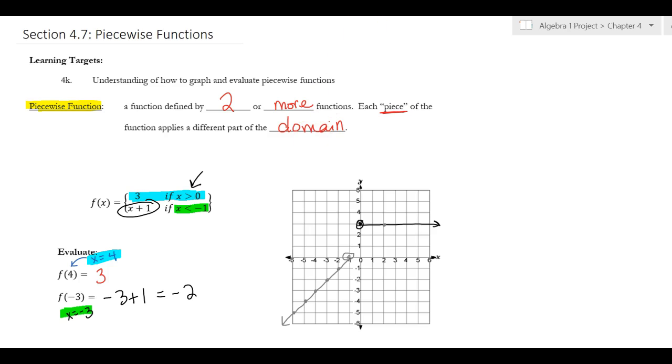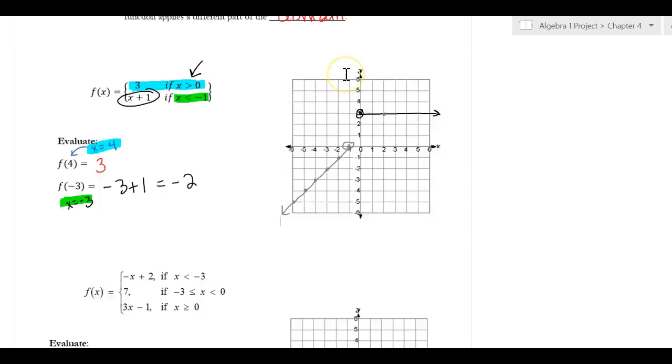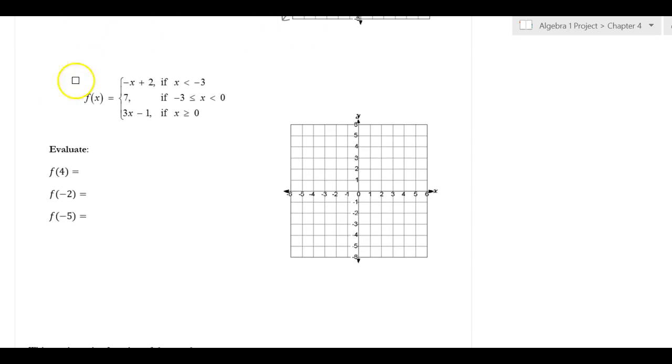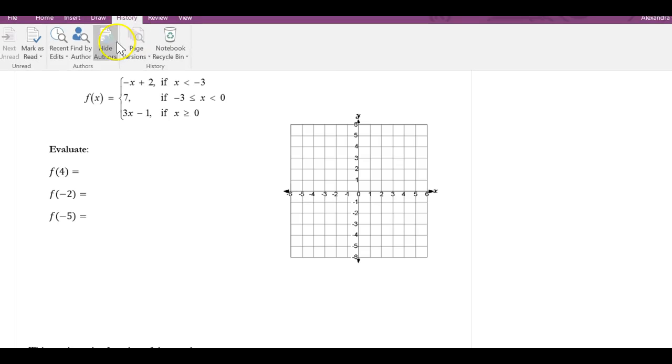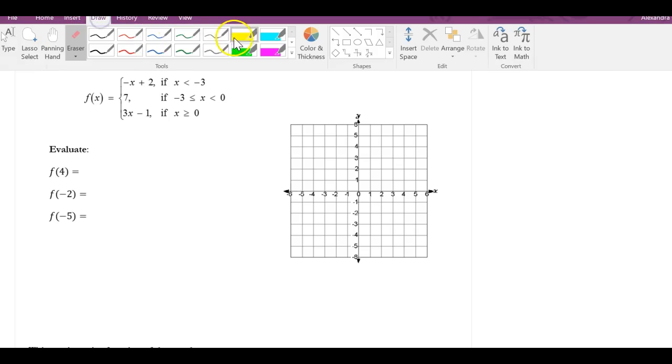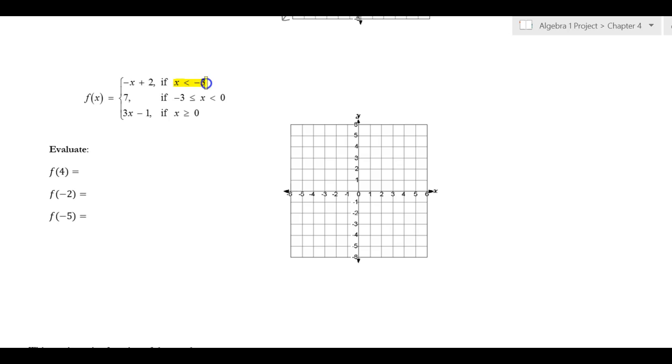Alright, so let's look at the next example. What I would like you to do is try and plug in these values for these different functions. So I have when x is less than 3, -3. I have when x is between -3 and 0. And I have when x is greater than 0. And I should probably highlight those different colors so that way it stands out.